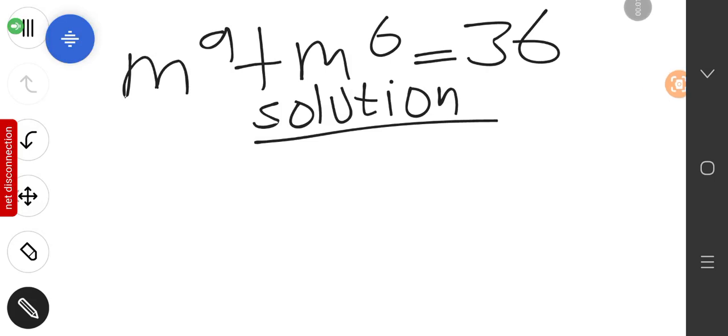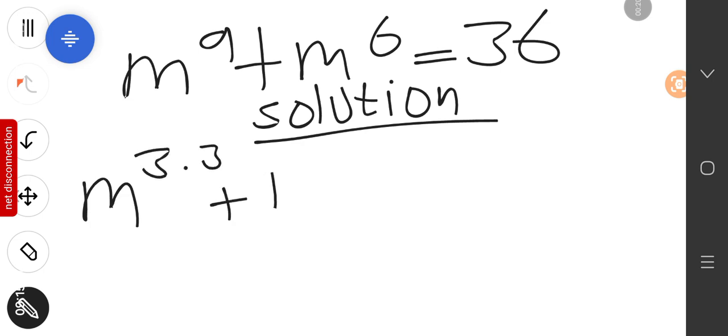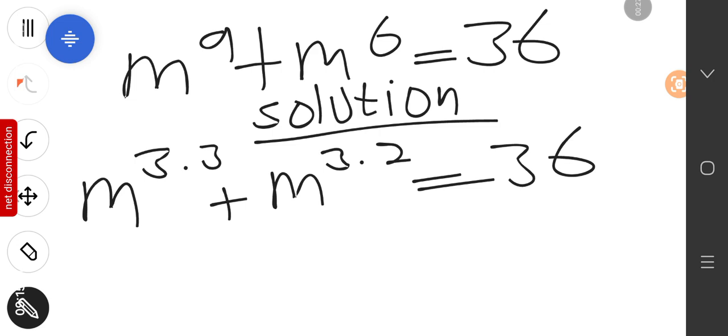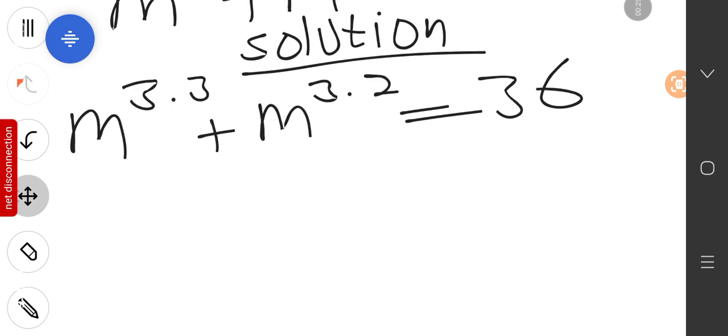Nice polynomial equation: m exponent 9 plus m exponent 6 equals 36. So 9 is the same as 3 times 3, and 6 is the same as 3 times 2. So our equation becomes m exponent 3 times 3 plus m exponent 3 times 2 equals 36. Let's apply the power of a power rule of indices.